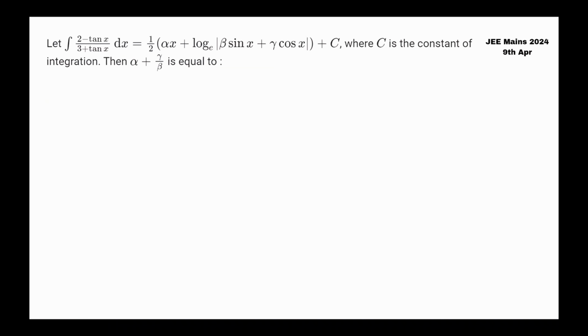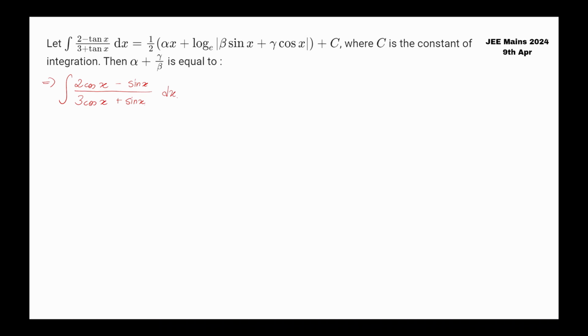So first and foremost thing, what are we going to do? We are going to convert this tan x into sin x by cos x, and then let's see what our integration is coming about. So this can be written as (2 cos x minus sin x) upon (3 cos x plus sin x). If I put my tan x as sin x by cos x, of course my cos x and cos x would be cancelled out from the numerator and denominator, dx.